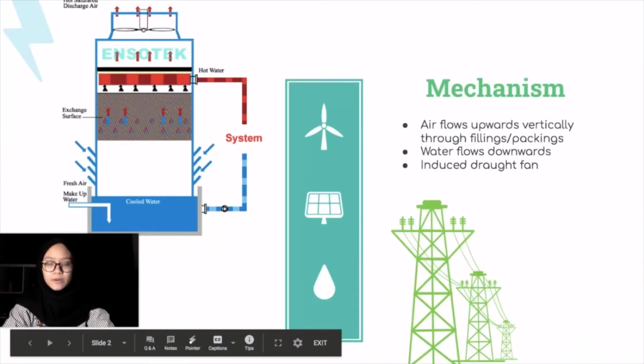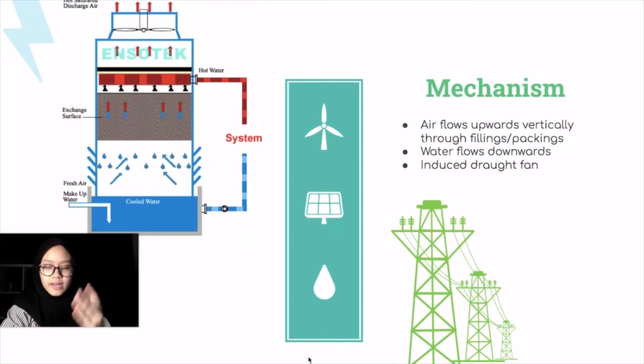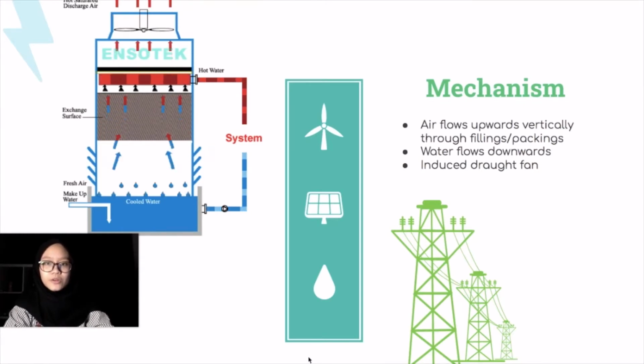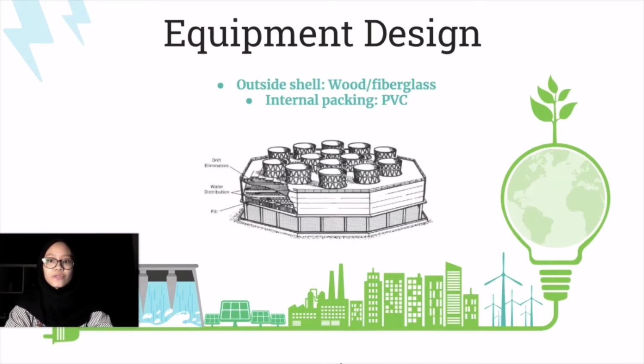So for the mechanism of counterflow cooling towers, there's an induced draught fan attached to a motor which is located at the top of the tower and draws the cooled air upwards against the downward flowing water. So the flow of air is opposite to the direction of the water flow, which results in a greater thermal efficiency. The outside shell is usually made of wood or steel and fiberglass, and the fill, or the internal packing, is commonly made up of rigid corrugated PVC.